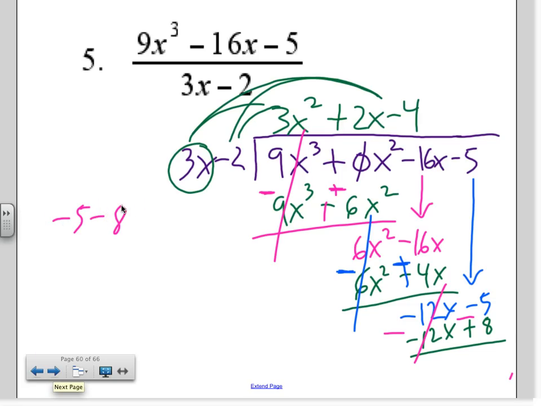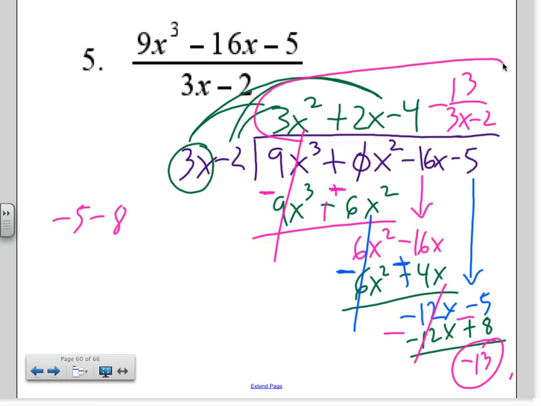If you can't see it, write it out. Negative 5 minus 8 is negative 13. This is our remainder. This is how we write our remainder, and I want you to make sure you see this. You just attach it to the end of your answer. So here it is, negative 13 over the divisor, 3x minus 2.